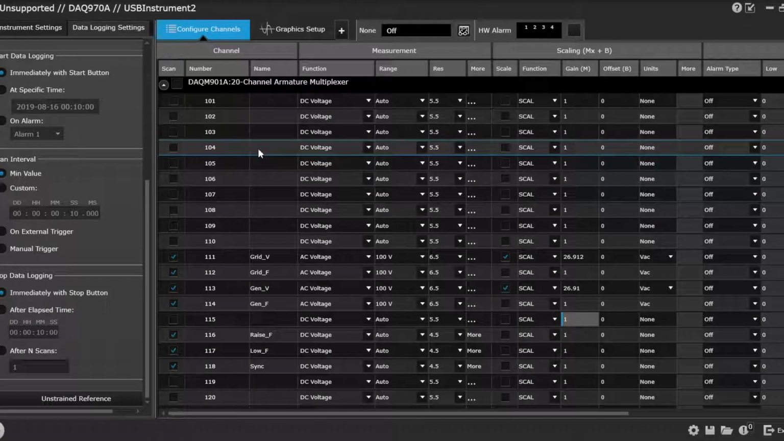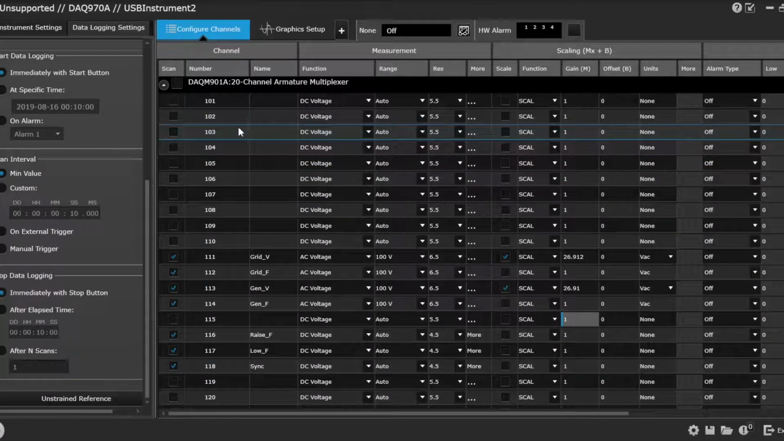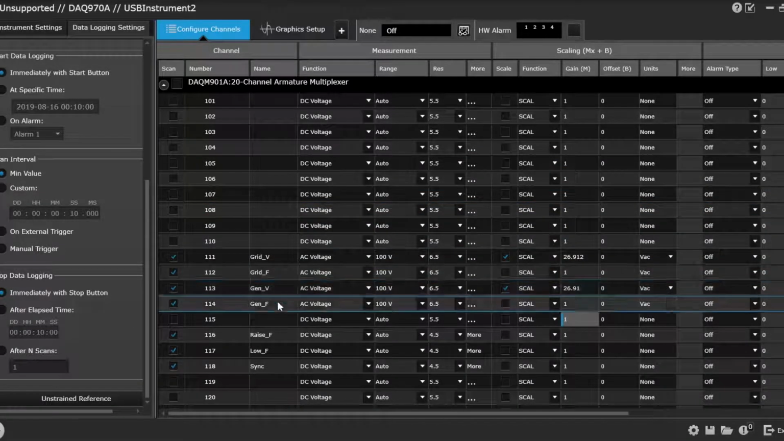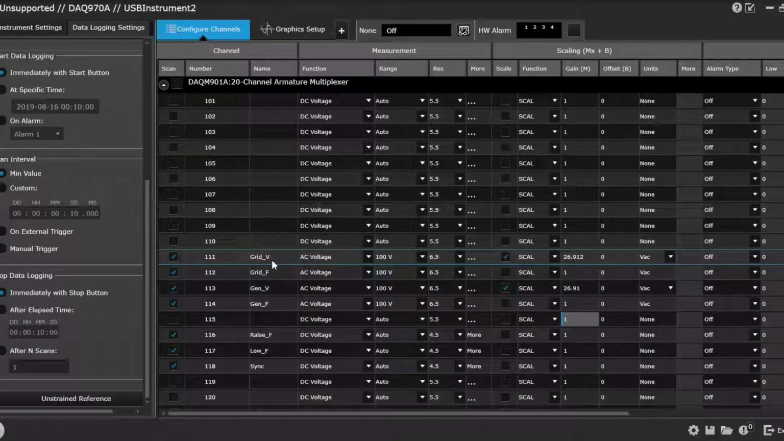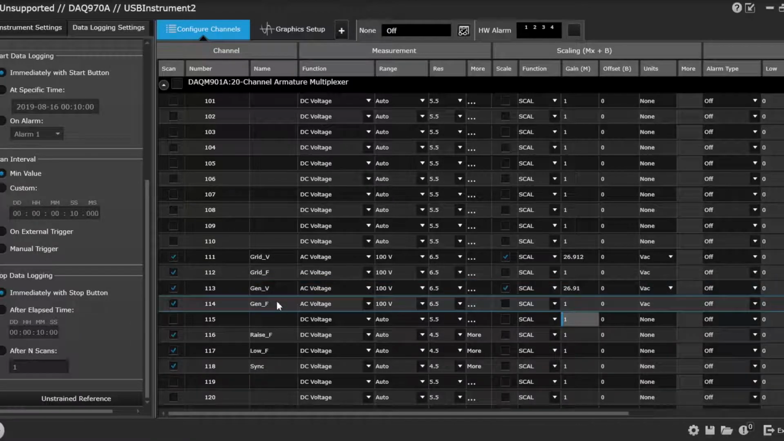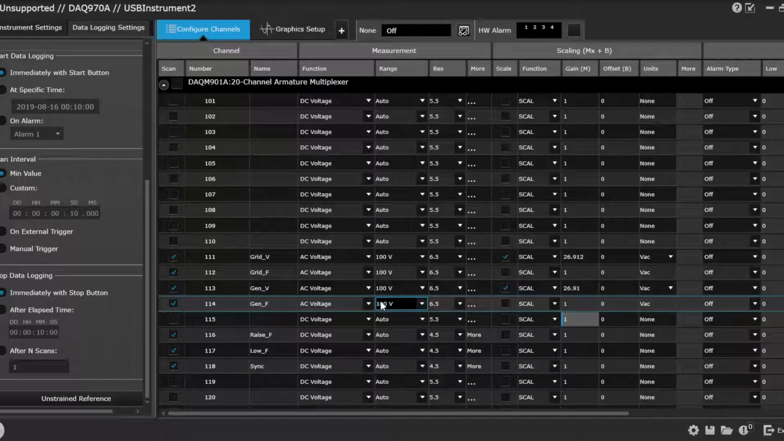So this is the software setup for monitoring a synchronizer. I'm using 4 channels for the voltage, AC voltage and frequency. First 2 are in parallel, they're monitoring the grid, and the second 2 are also in parallel with each other, and they're monitoring the generator, all set to 100 volts.